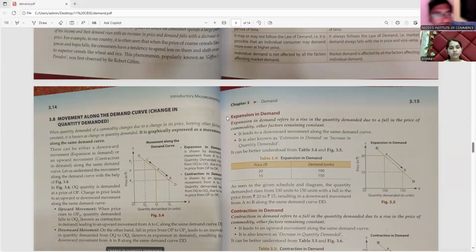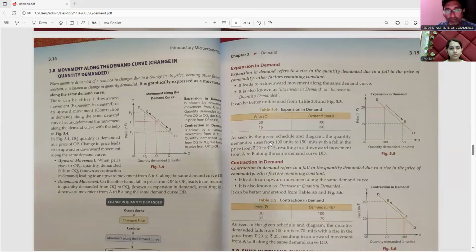Let's start once again with the demand. So today we are going to start with the movement along the demand curve with the change in quantity demanded. So what are the reasons behind that? In which situation and in which circumstance will the demand curve be changed? Let's see one by one.